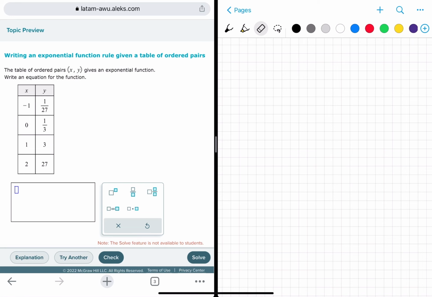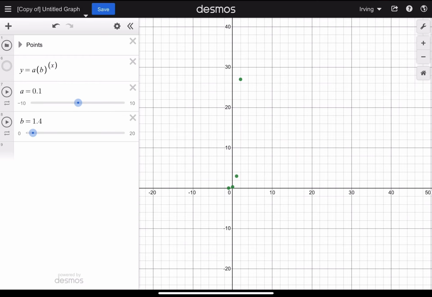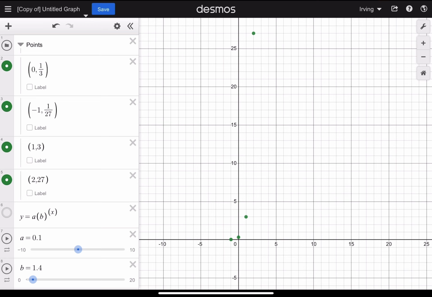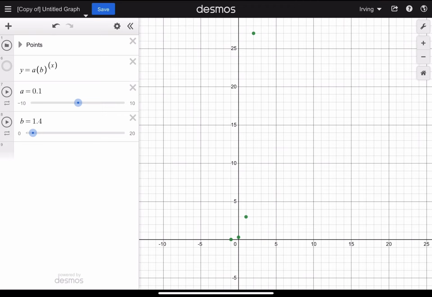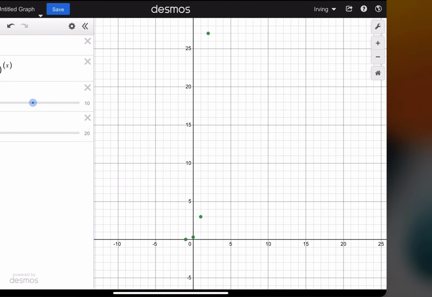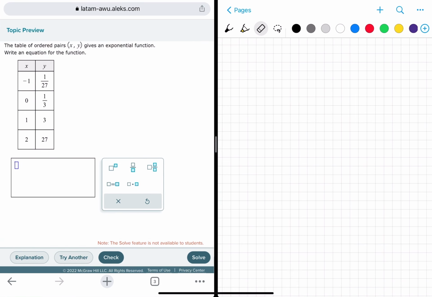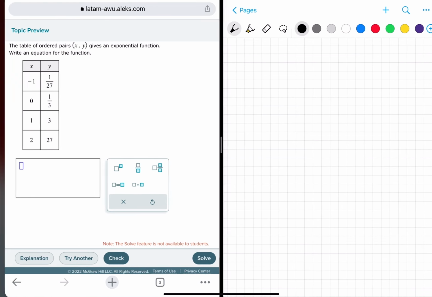We don't know that yet, but we want to find what is the exponential function that models this set of points. So here in Desmos, I have the set of points in green. These are the points that the problem gives me. This is optional. If you want to see how it looks, you can do this in Desmos. According to Desmos, this should look like an exponential function. But we want to find the actual function that fits these points.